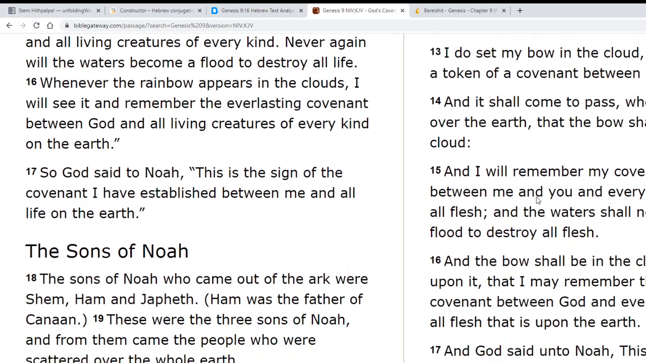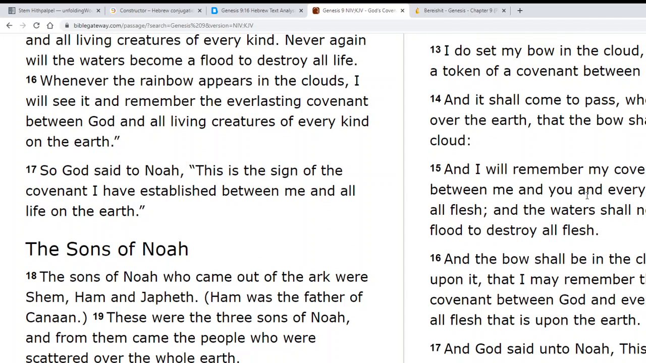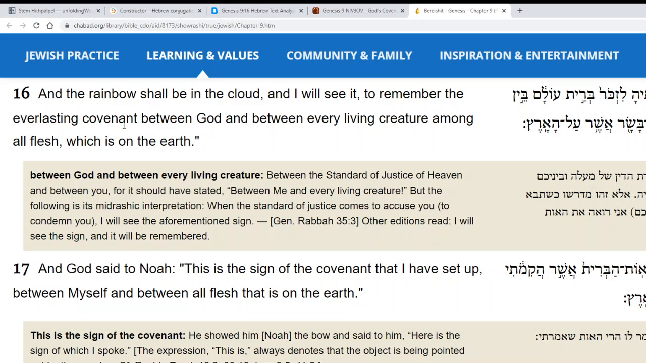Let's see the translations. These are pretty simple translations. And the bow shall be in the cloud, and I will look upon it, that I may remember the everlasting covenant between God and every living creature of all flesh that is upon the earth. Okay? NIV. Whenever the rainbow appears in the clouds, I will see it and remember the everlasting covenant between God and all living creatures of every kind on the earth. Okay? Verse 16, Chabad, and the rainbow shall be in the cloud, and I will see it to remember the everlasting covenant between God and between every living creature among all flesh, which is on earth. Okay.